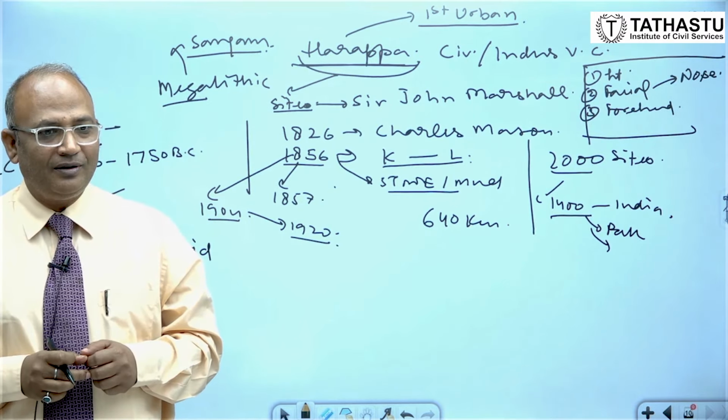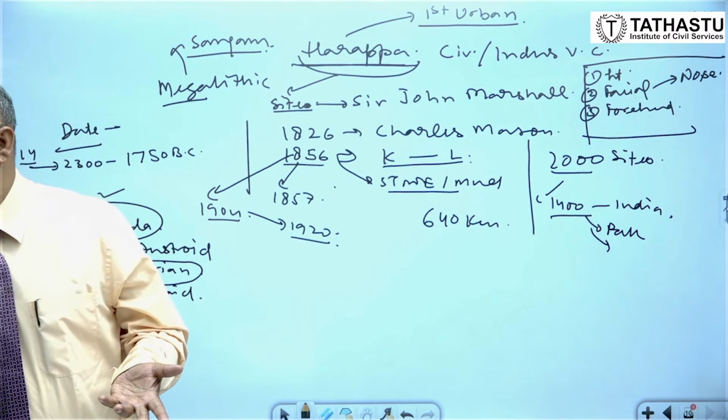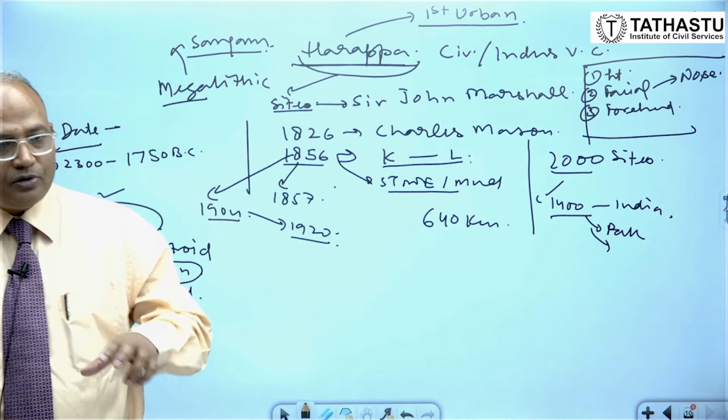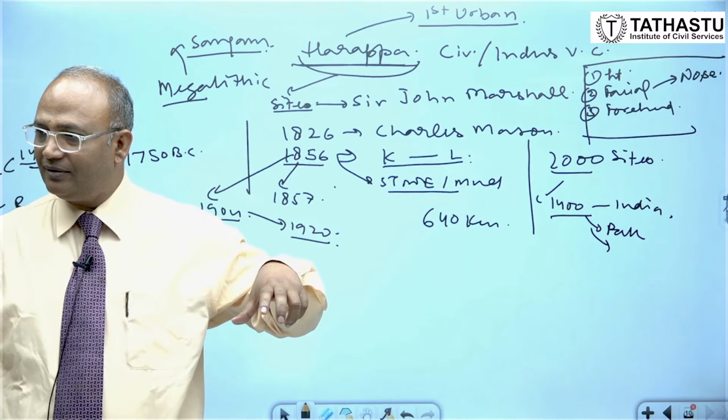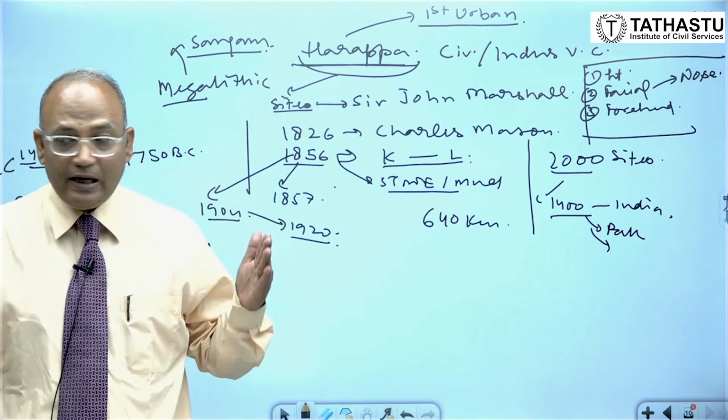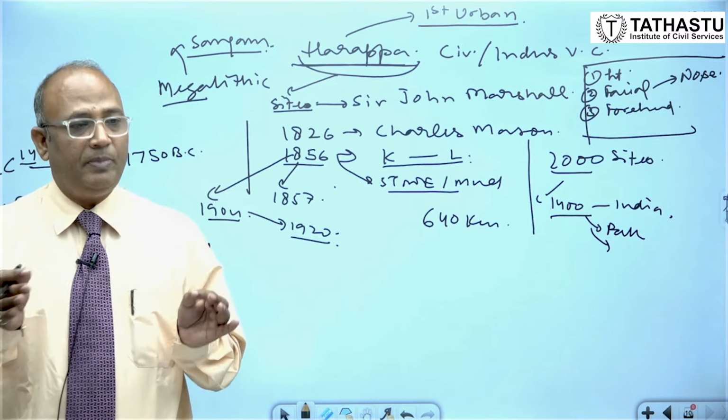Am I right or wrong? Today we have different types of resources, yes or no? So how were they managing? And well planned, well planned. So this is a big question.